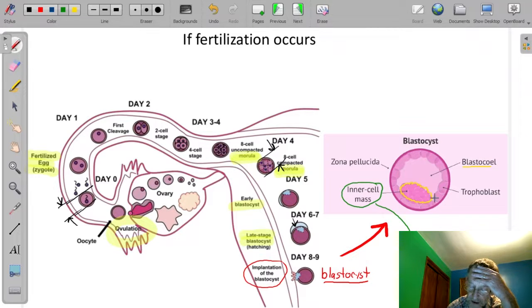That inner cell mass. The other part, sort of the wall, the surrounding cells, is the trophoblast. And the trophoblast is interesting. It's going to be producing a hormone, and we might as well go ahead and write that, or I'll at least abbreviate it, and we will talk about it in the next slide. It's going to produce the hormone HCG, which is human chorionic gonadotropin. So that's coming from the blastocyst.